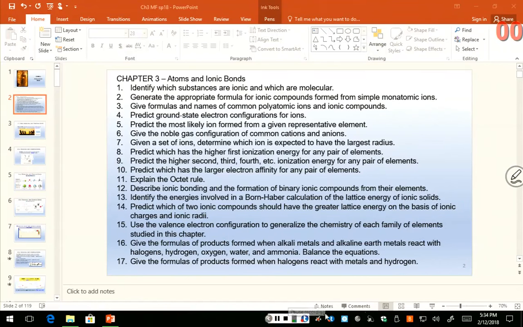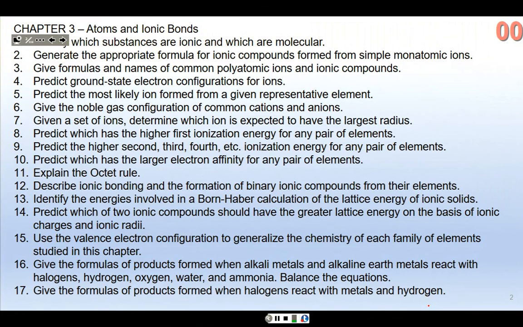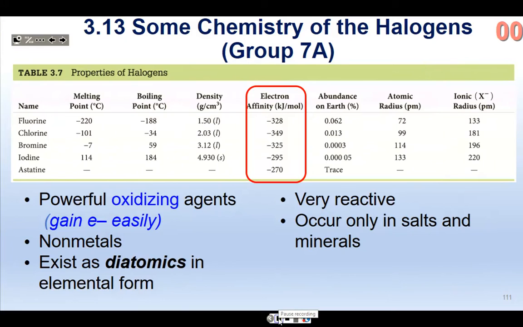All right, time for some more conversation about atoms and ionic bonds, referring again to our learning objectives. We want to know about things that are products when halogens react with metals and hydrogen, and we'll talk briefly also about the chemistry of noble gases. The halogens are the group 7A elements on the right side, next to the last column on the periodic table.